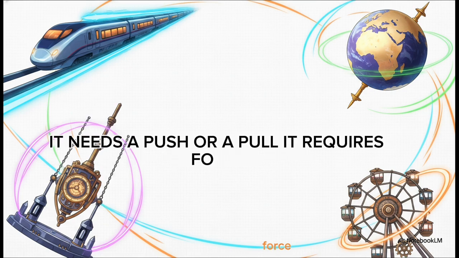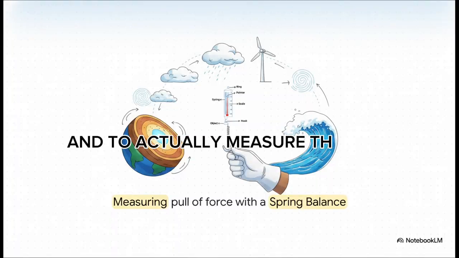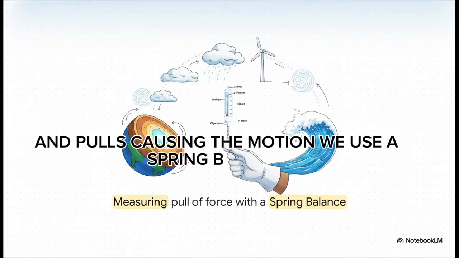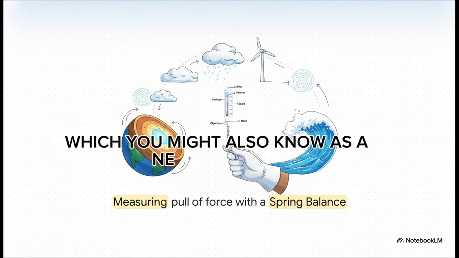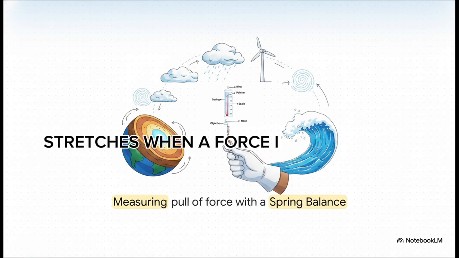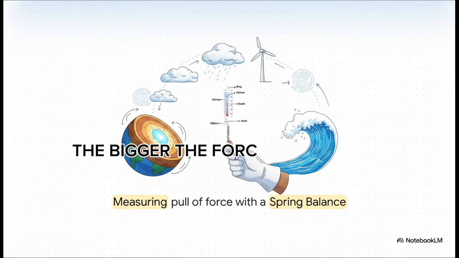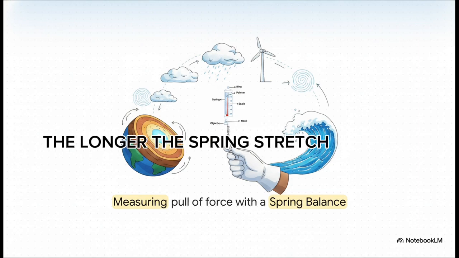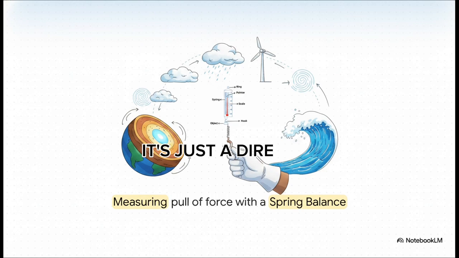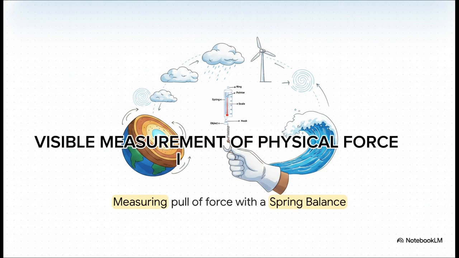It requires force. And to actually measure those physical pushes and pulls causing the motion, we use a spring balance, which you might also know as a Newton meter. Inside, there's a spring attached to a hook, and the mechanics are beautifully simple. The spring physically stretches when a force is applied to that hook. The bigger the force you apply, the longer the spring stretches, and the pointer slides down the scale to give us a larger reading. It's just a direct, visible measurement of physical force in action.